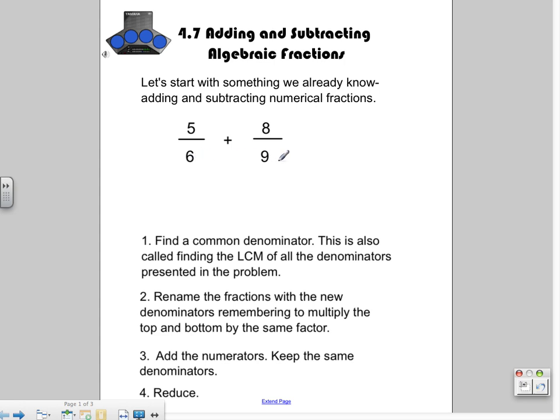Now, if you don't know how to do that mentally, or if you can't just figure it out by looking at it, then you need to go to the steps that you learned in the previous lesson, which is prime factorize them both and find their LCM. But I think you might be able to think this one through. 6 and 9 both go into 54, but don't they also go into 18? Wouldn't that be their least common multiple? So let's rewrite the fractions with a denominator of 18.